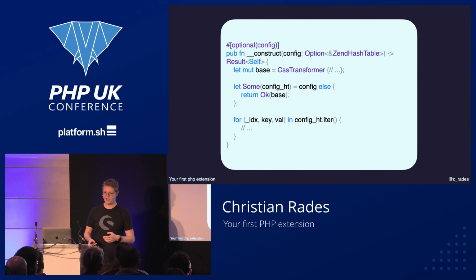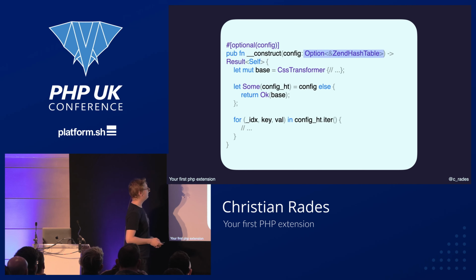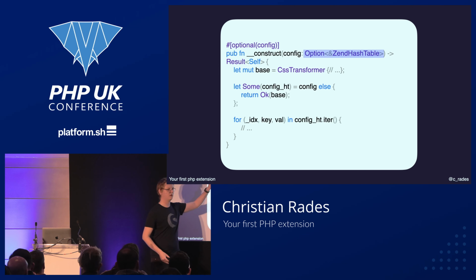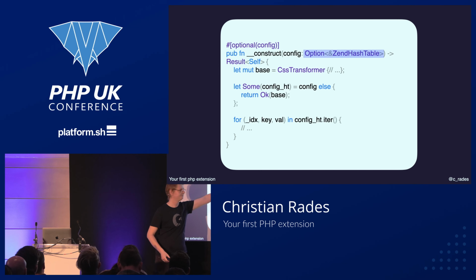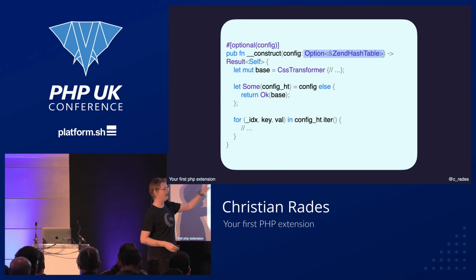And for that, we have to modify the constructor again. So this time, our constructor actually gets a parameter. This parameter is one of those optionals I've talked about before. So this means we can leave it out if we want the default config, but we can also provide one. And the configuration is provided as a hash table.